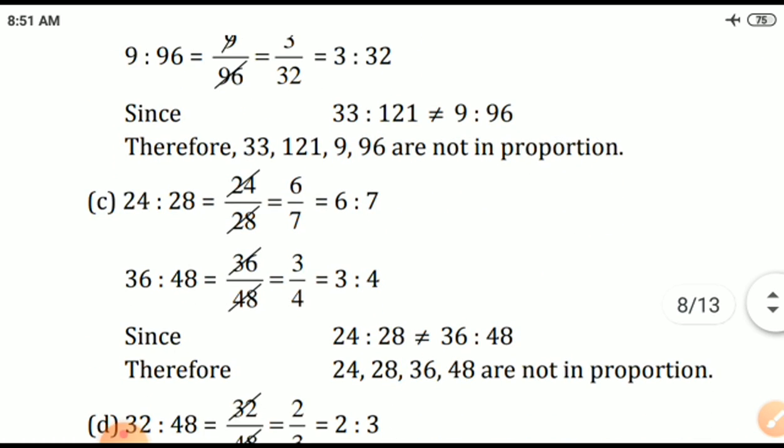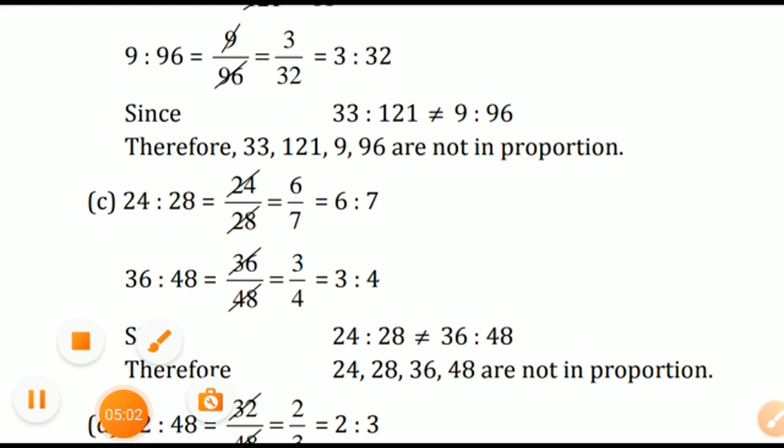Look at the third one, beta. The third one may be the same process. 24 is to 28. That means 24 upon 28 will cut and the reduced form is 6 upon 7. And the second number is 36 is to 48. My dear students, here you can find 36 as the numerator and 48 as the denominator. So the answer will be 3 upon 4, and 3 upon 4 written in ratio format is 3 is to 4.